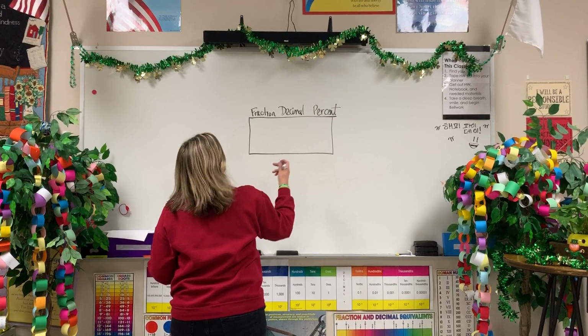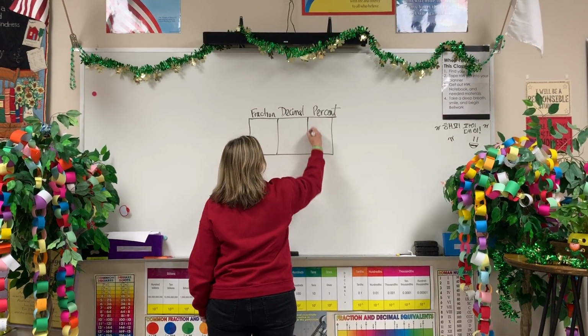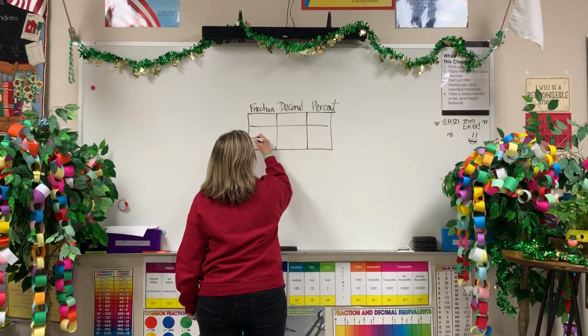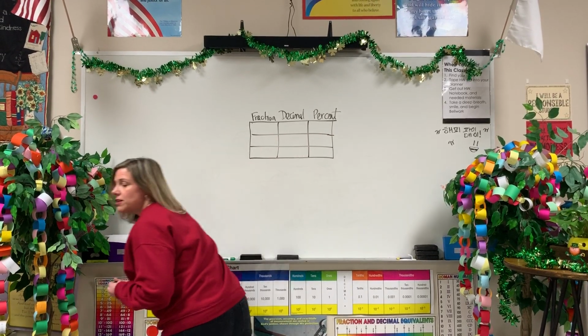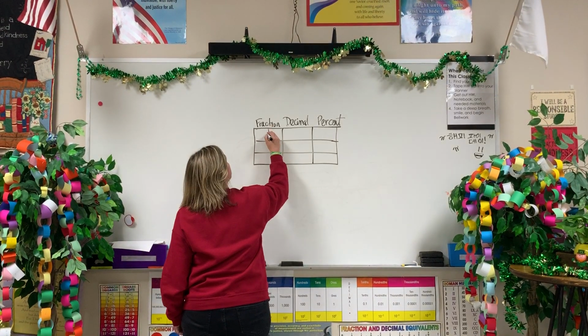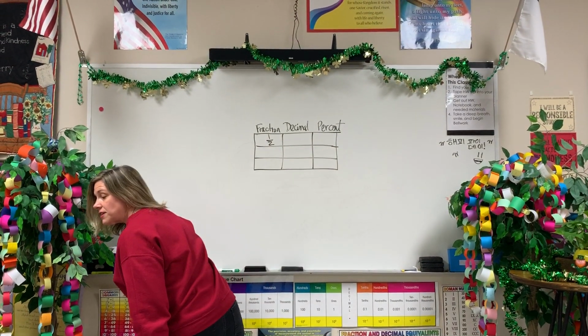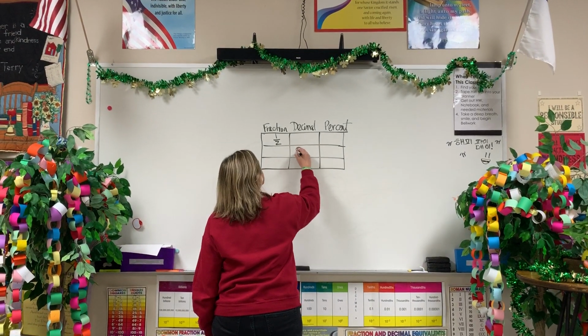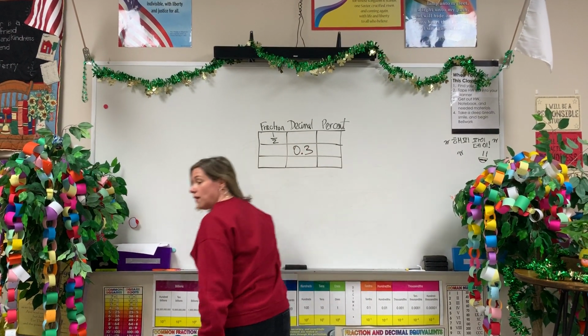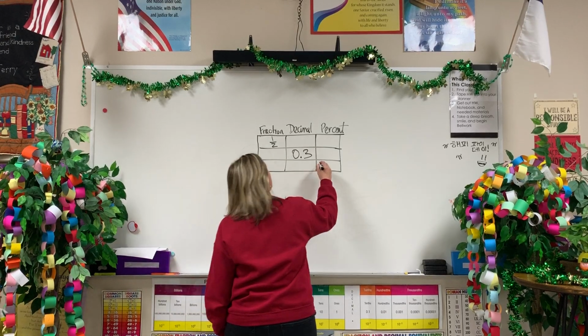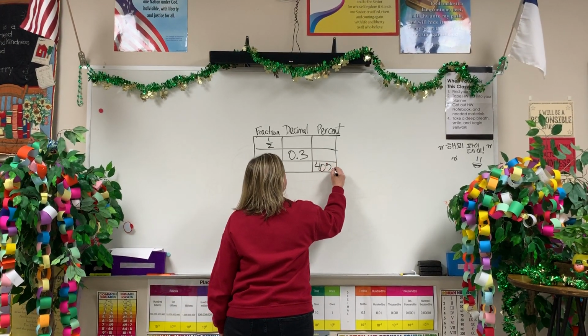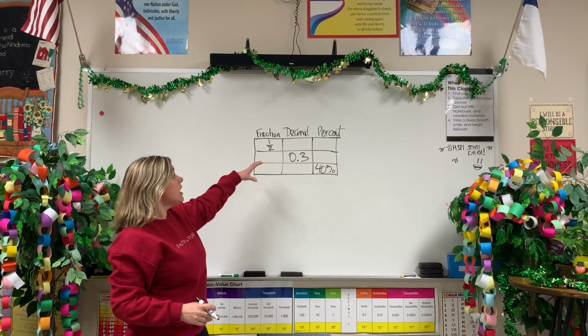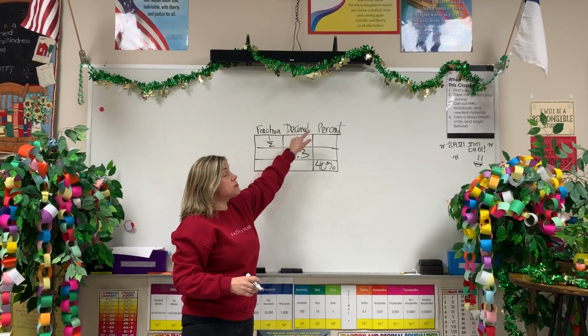All right, and we're going to do this, 3 lines, all right? And so I'm going to give you the first fraction is 1/2. And on the second line, the decimal is 0.3. And then on the third line, we're going to put 40%. And the goal here is to write each one as a fraction, a decimal, and a percent.